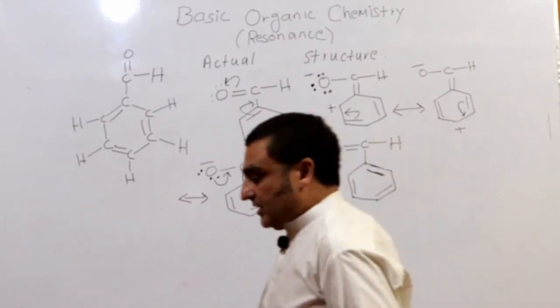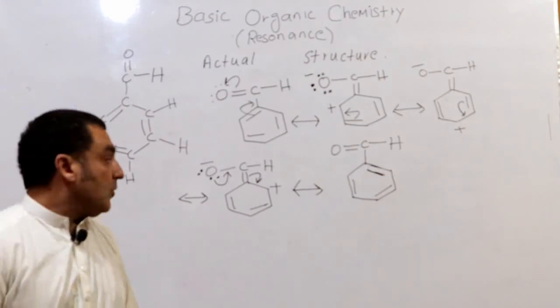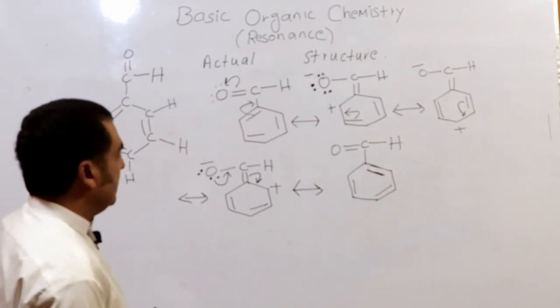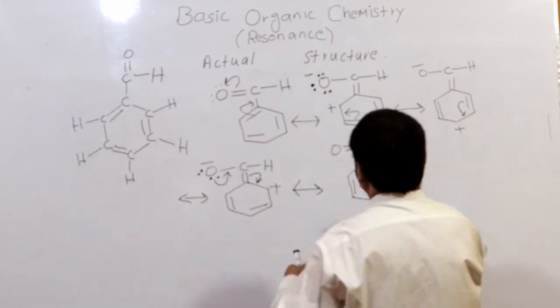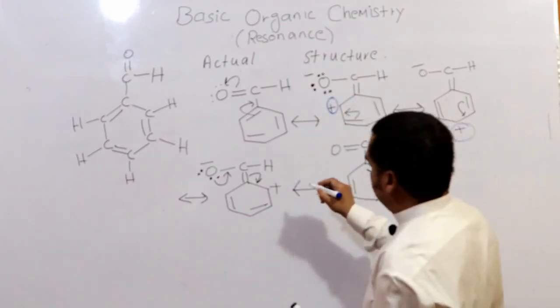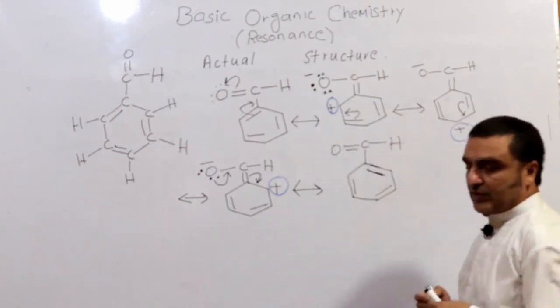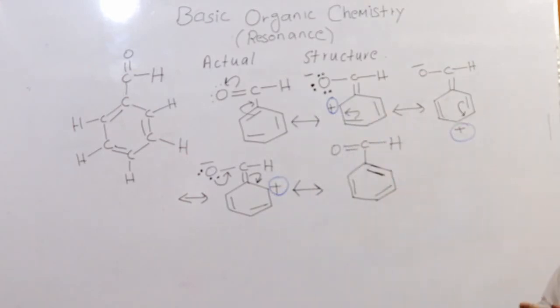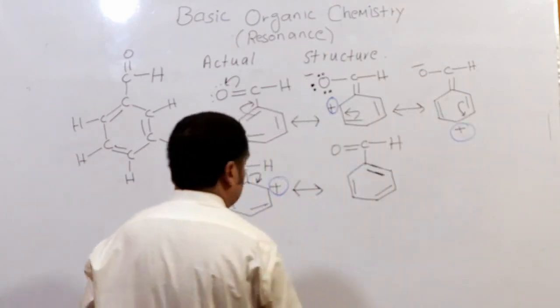Now in these structures what happens? Again, a positive charge is concentrated on this position. We call it ortho. This is the para position, and this is the other ortho. So again, how would the actual structure be like? The actual structure will be like this.